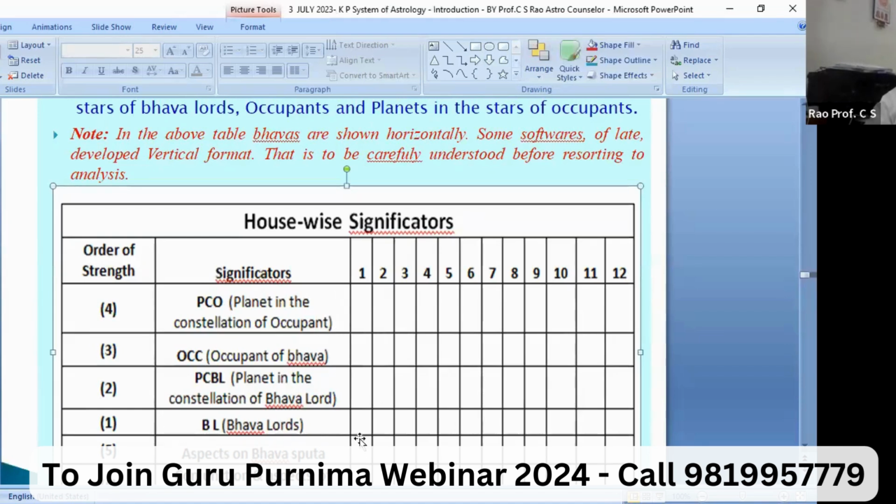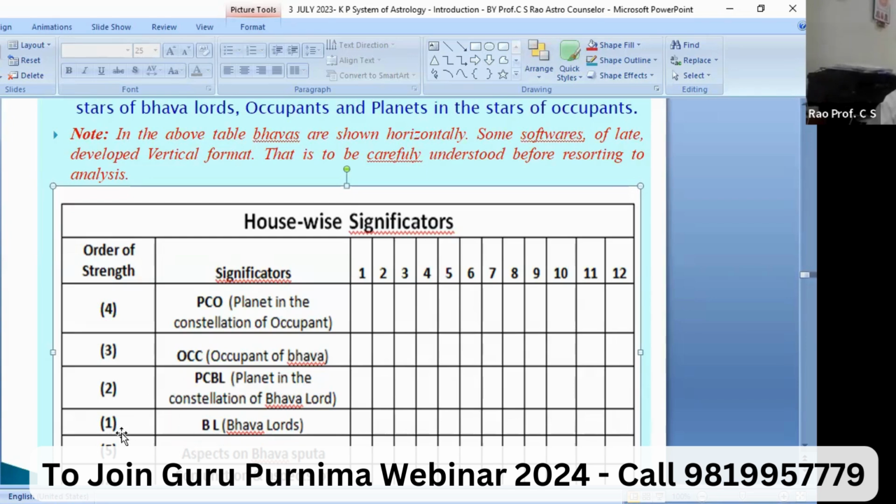First Bhava has a Bhava Lord. Second Bhava has a Bhava Lord. All the 12 columns are filled up with Bhava Lords; each Bhava has a particular Bhava Lord. There may be two Bhava Sputas in one sign. For example, in the sign of Taurus, two Bhavas are there, and Venus will continue here. Like that, the 12 Bhava Sputas and Bhava Lords are filled up. This column definitely gets filled up like that.